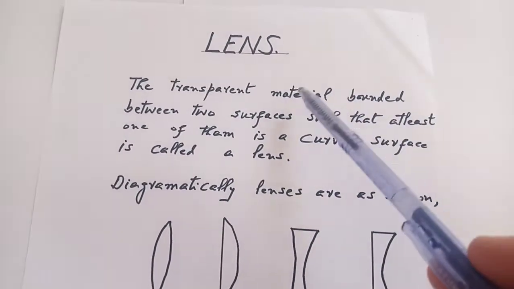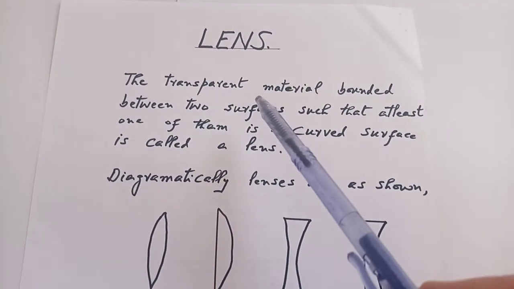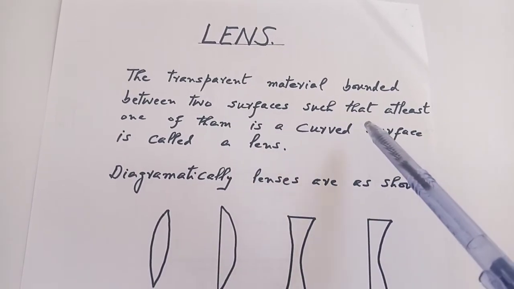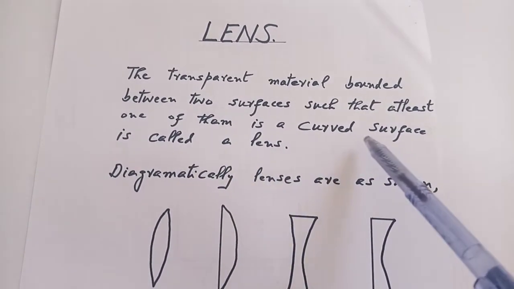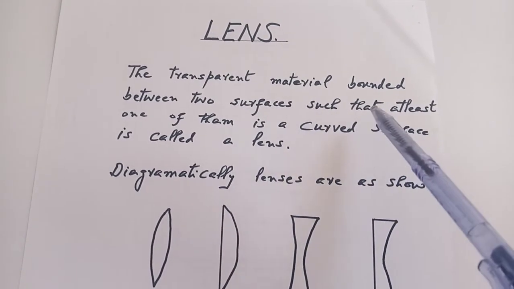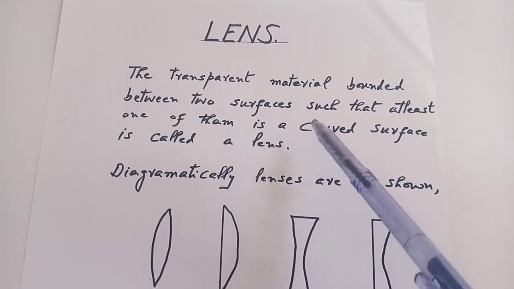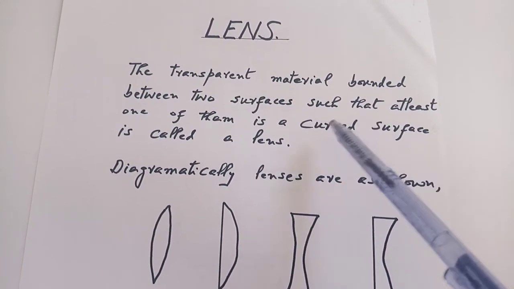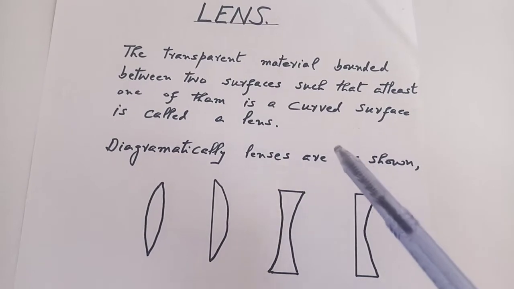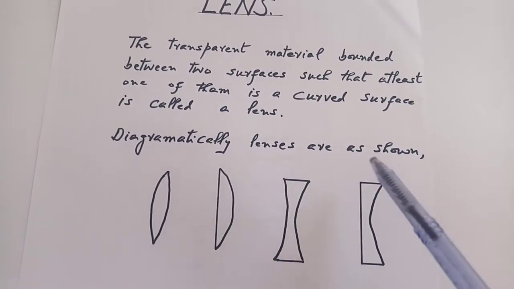Now first is a lens. What is a lens? The transparent material bounded between two surfaces such that at least one of them is a curved surface is called a lens. Diagrammatically, lenses are as shown.